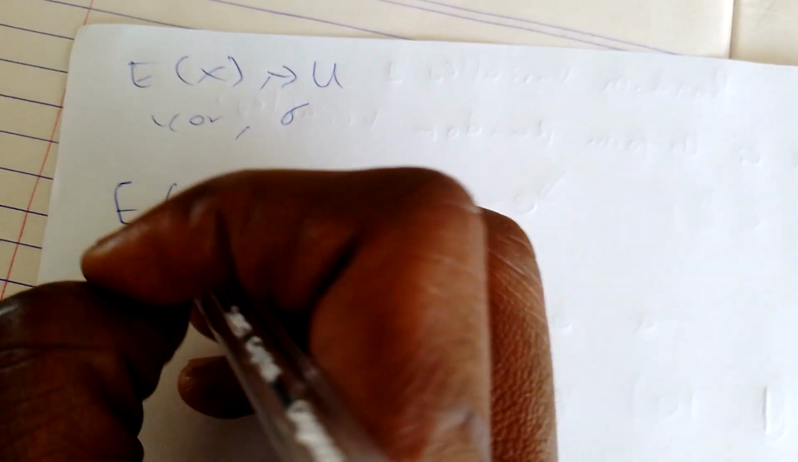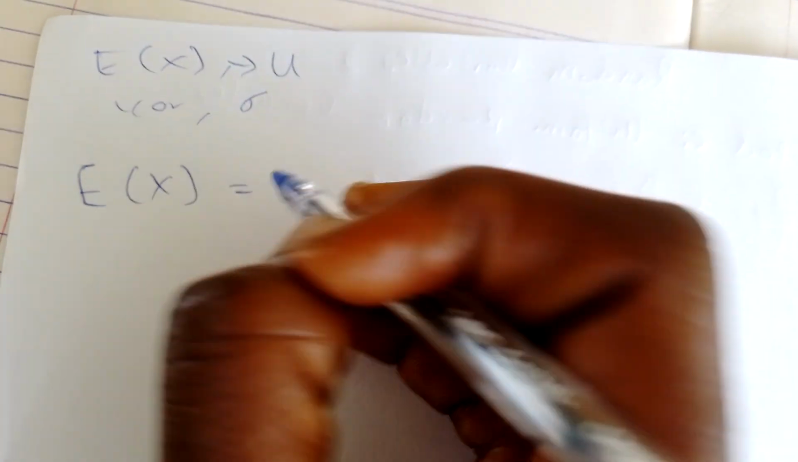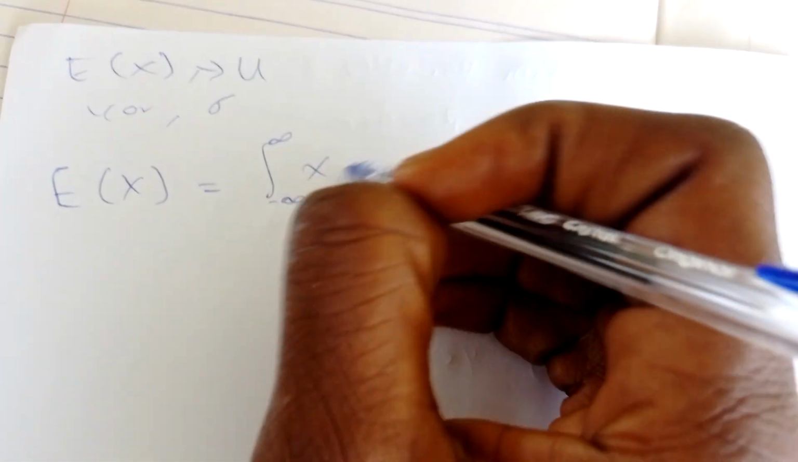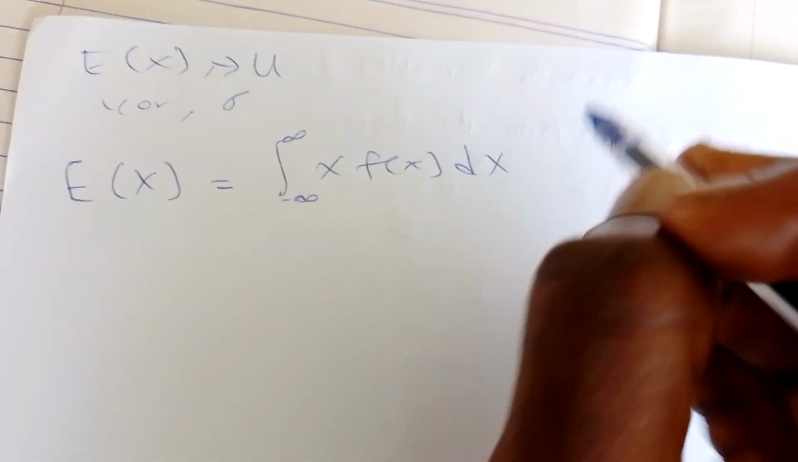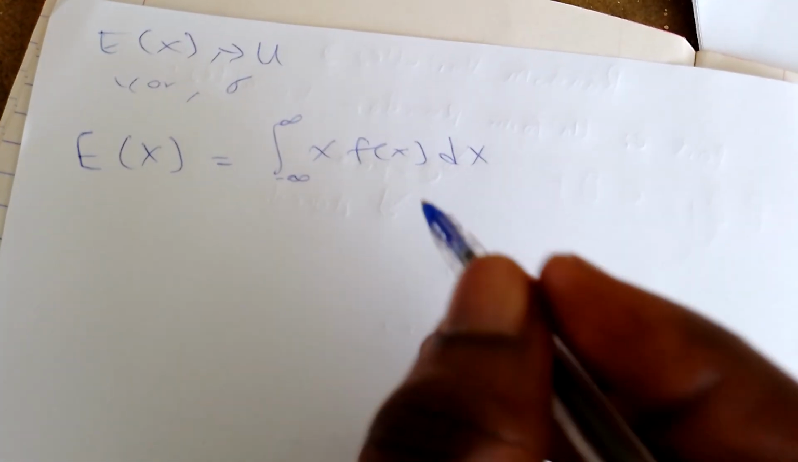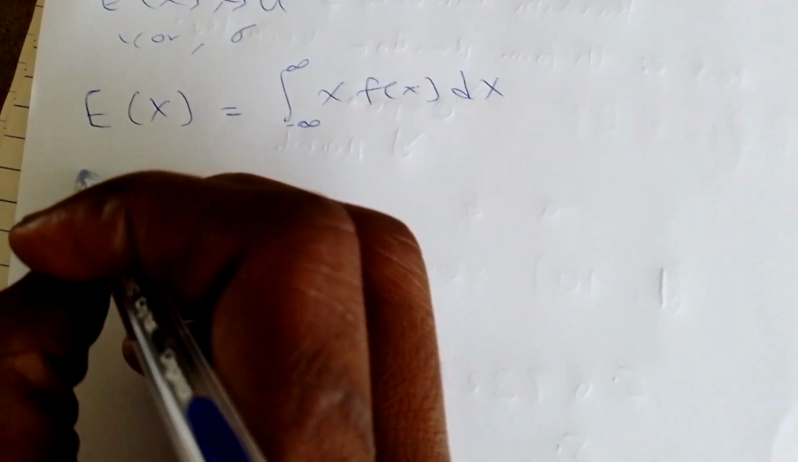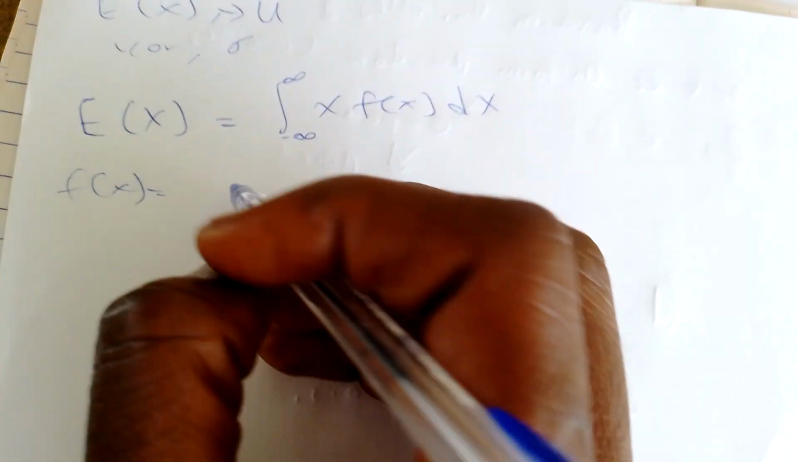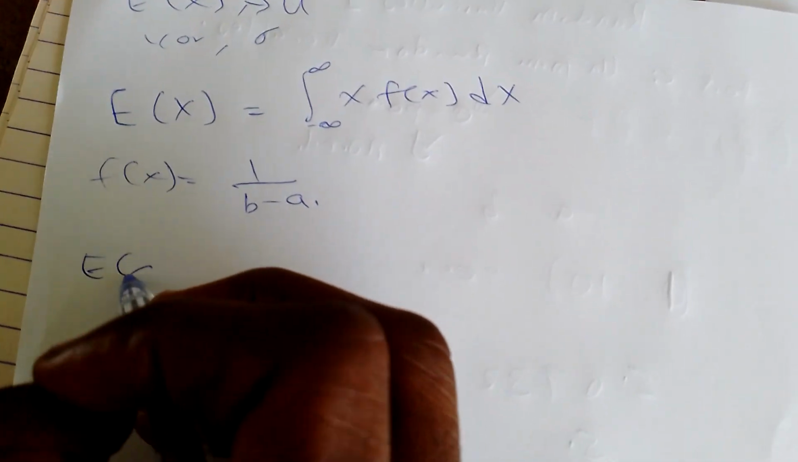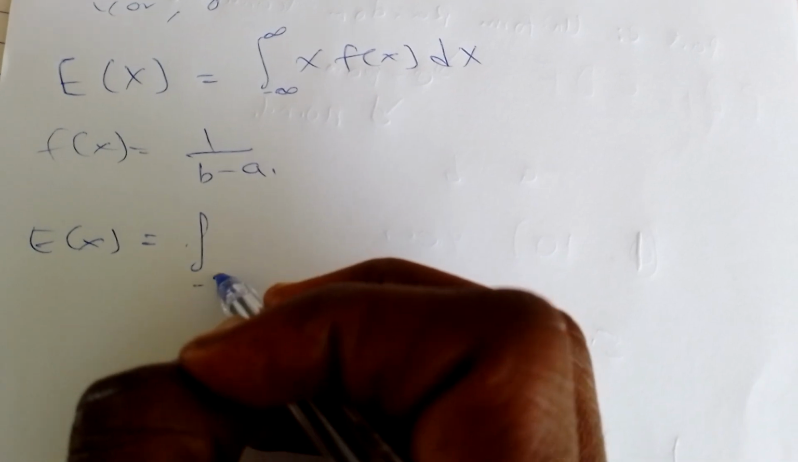Okay, so let's do the first thing we have to do here. First of all, let's say you want to find your expectation of x. Let's find the expectation of x, and from the previous video we've already established that the expectation of x is the integral of x times f of x dx, right? So how do we go about this? Now we know that our f of x, as we defined in the PDF, is 1 over b minus a. Okay, so we can decide to input this.